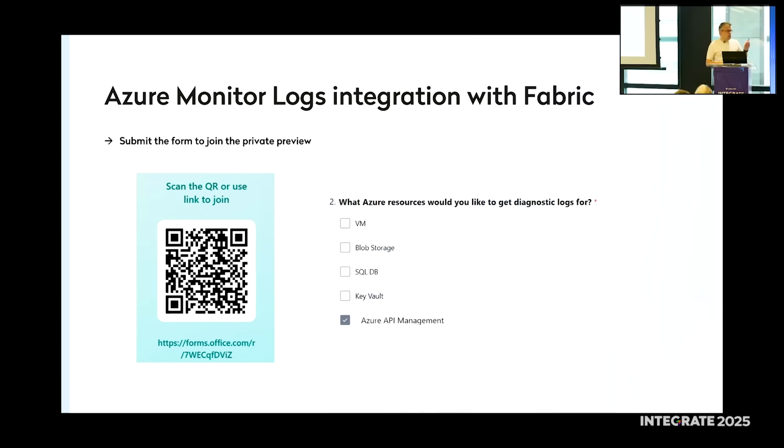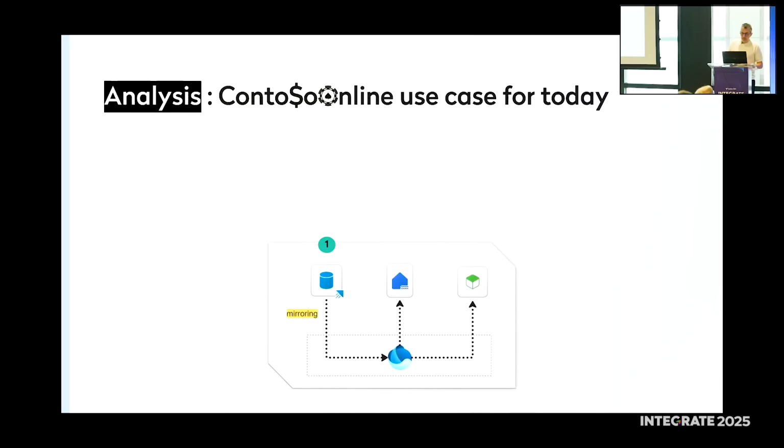Yesterday, the Fabric team showed some previews. One of the previews is this one. So for Contoso Online, put together some little glue to bring these logs into ADX. If you enjoy this, join this preview, and you might do like me, put a checkbox on API Management, so then we get these logs into Fabric without doing anything, so we can relax a little bit.